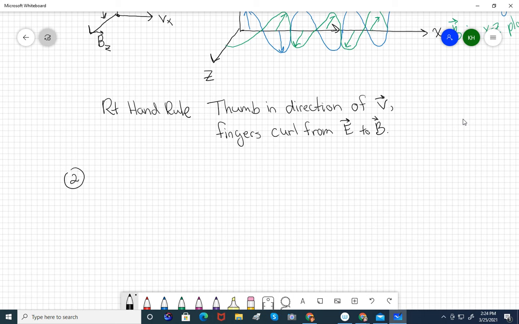Property number 2. There's a fixed ratio between the electric field size and the magnetic field size. That ratio of E to B, if we're just looking at their magnitudes, is c, the speed of light. c is the speed of light and c is equal to 3.00 times 10 to the 8th meters per second.